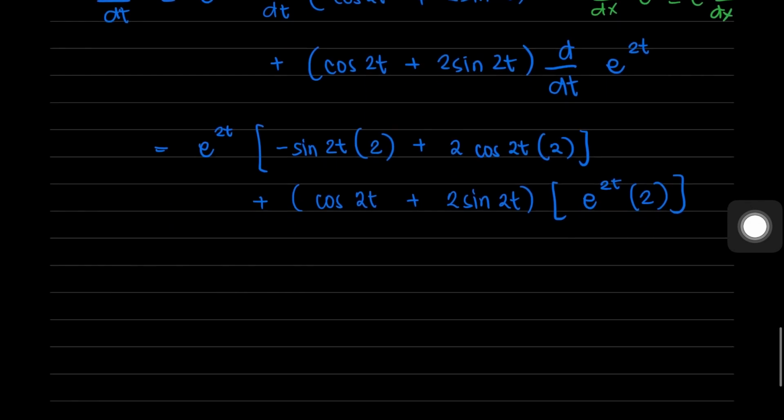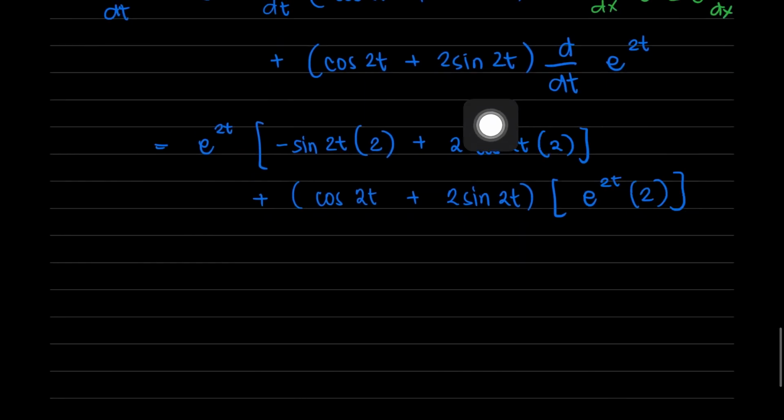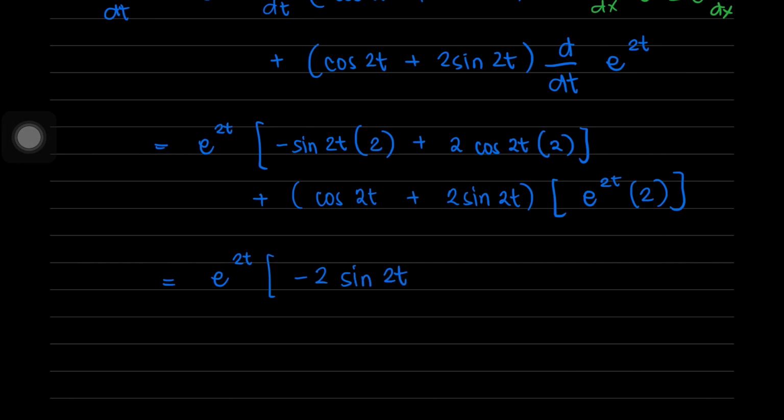Right. Now we are done with the differentiation part. Let us just simplify the resulting expression. So this is now equal to e raised to 2t multiplied by negative 2 sine of 2t plus 4 cosine of 2t, and for this term, we have cosine of 2t plus 2 sine of 2t multiplied by 2e raised to 2t.